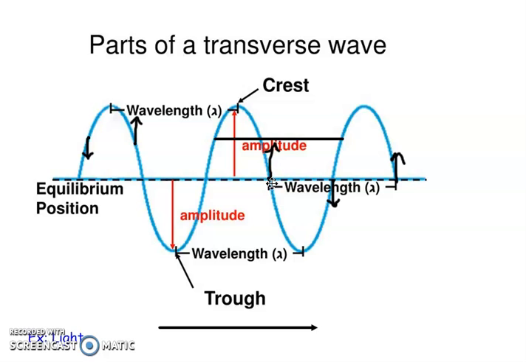So an example of a transverse wave would be light or anything on the electromagnetic spectrum. Now, the electromagnetic spectrum, they are transverse waves. They are waves that do not require a medium, though. These are the only waves that are able to travel through empty space.